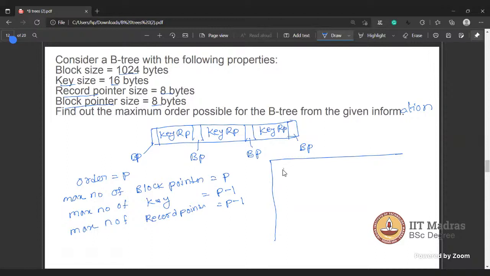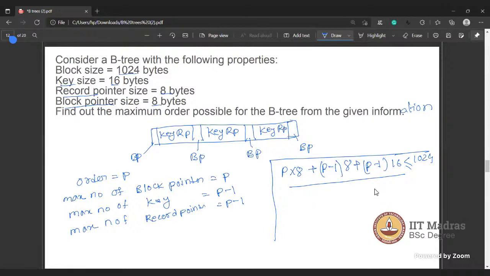Okay. Then see, suppose the maximum is P and the block pointer size is 8, so P into 8, plus P minus 1 times the record pointer size, 8 bytes, plus P minus 1 times the key size, 16 bytes, less than or equal to 1024. So this equation, everyone got it, right? If you have any doubt, you can ask.